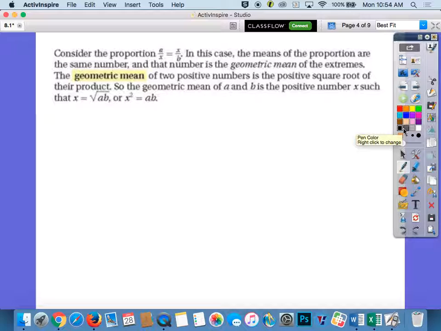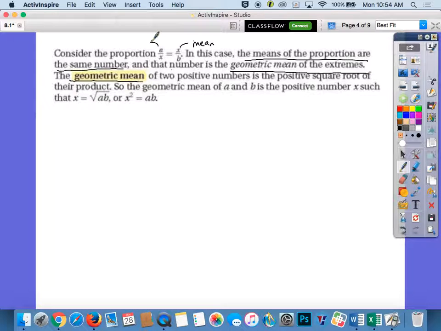This is going to lead us to our definition of geometric mean. The means of the proportion are the same number. So X in this case is what's called your mean. That number is going to be the geometric mean of the extremes.